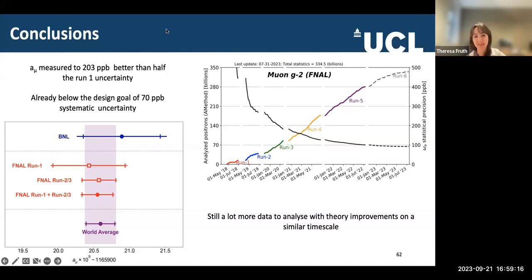Okay. And do you expect from runs 4, 5, 6 that you will reduce the systematic uncertainty even more than you already did very impressively for runs 2 or 3, or do you expect it to be comparable?